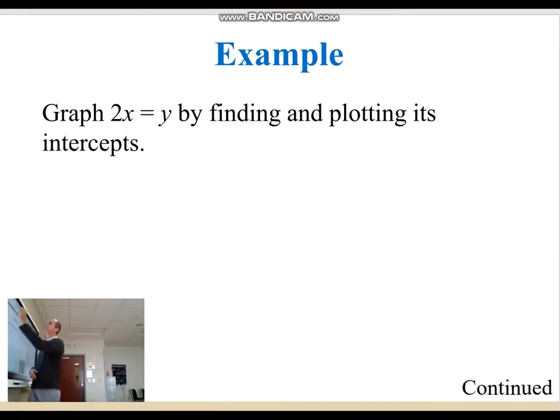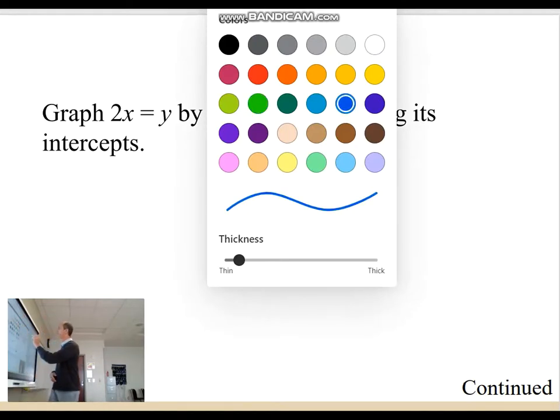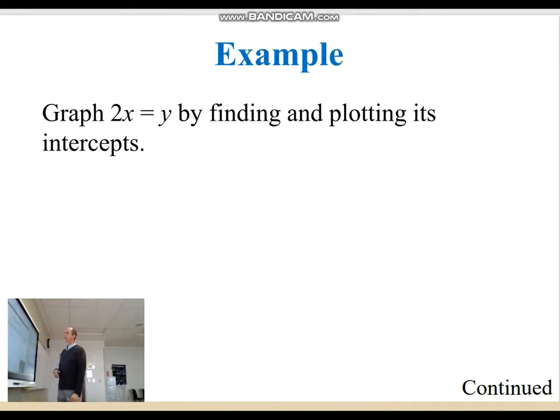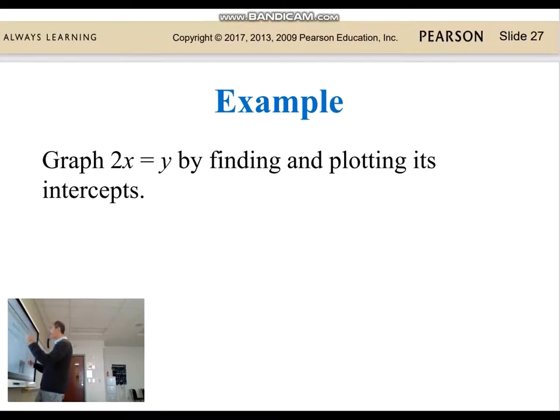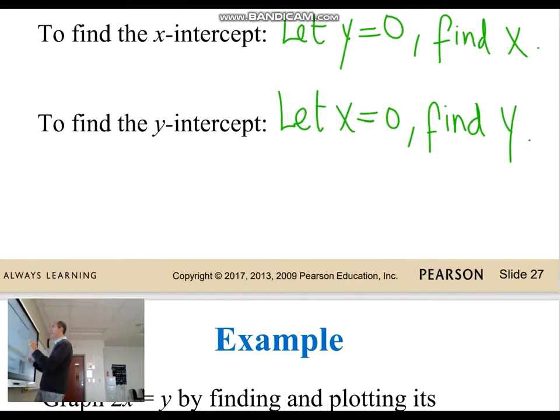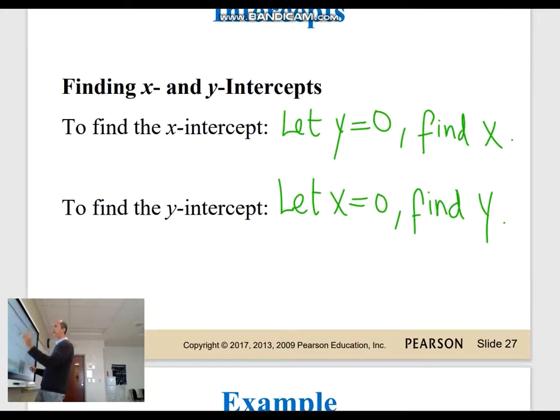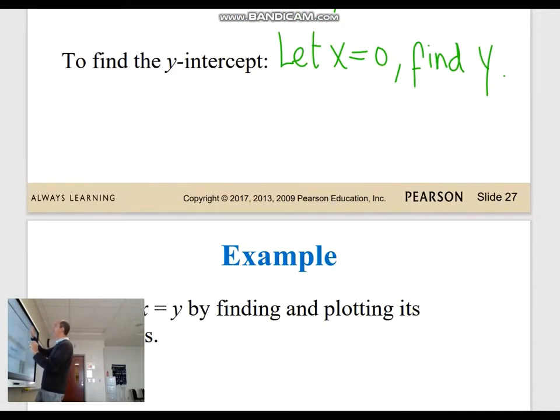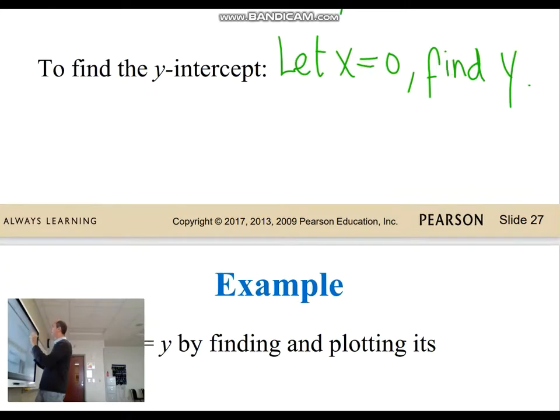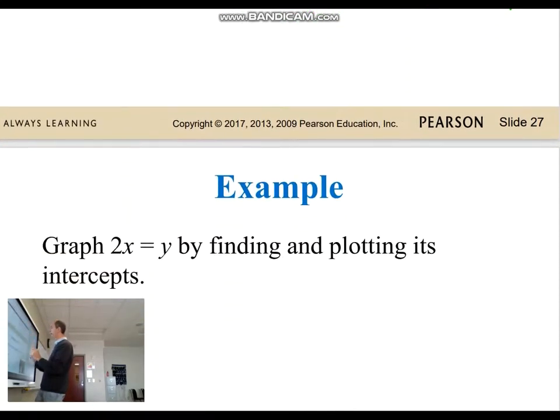Example: graph 2x equals y by finding and plotting its intercepts. Wow, this is an interesting one. Check this out. Let's go back here. Let y equal 0 and find x, right? And let x equal 0 and find y.